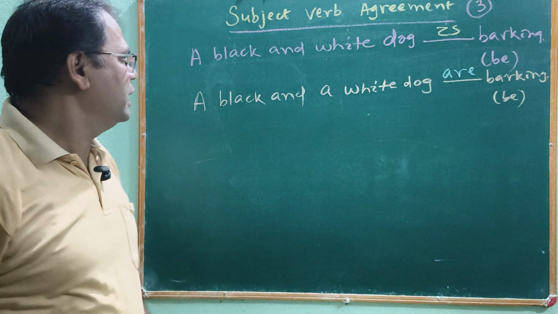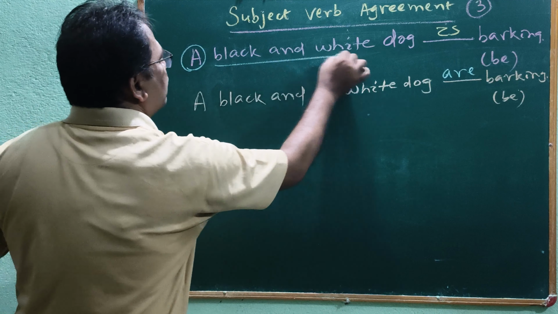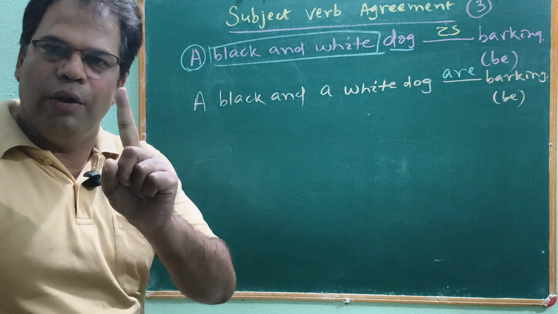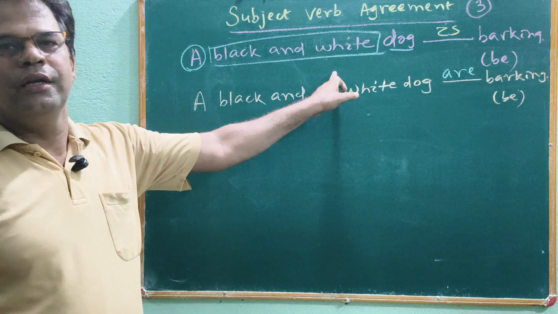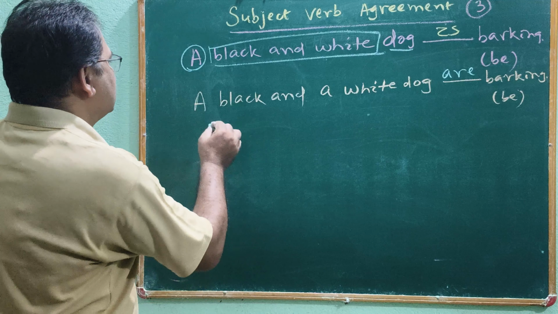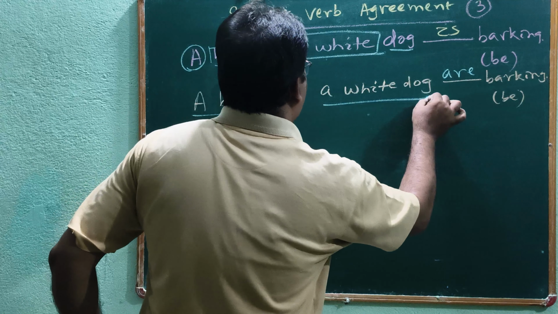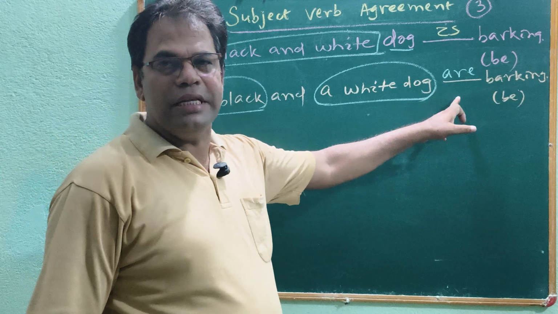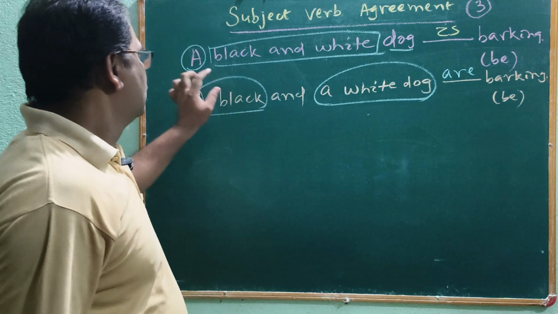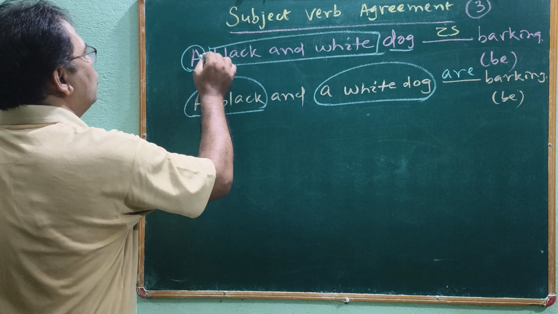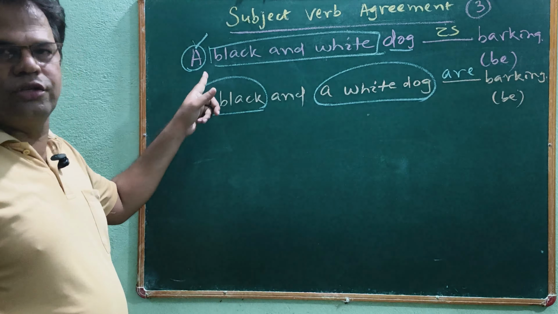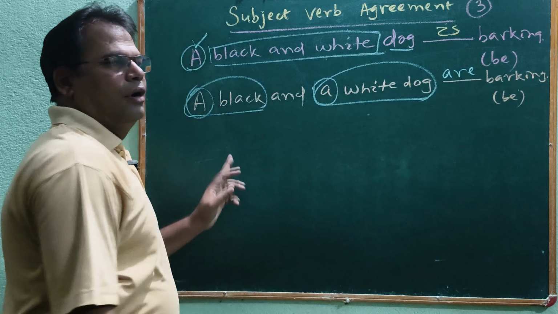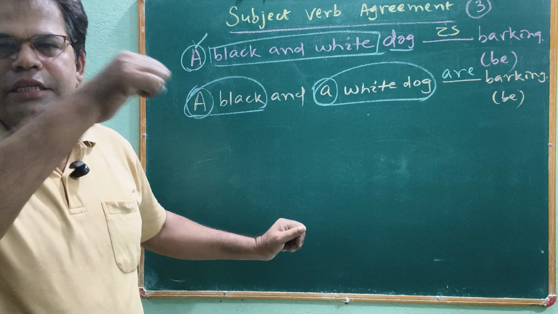Can you say why? See, here in a black and white dog, the dog is black and white. Only one dog whose color is black and white. That's why it indicates one. In this case, a black and a white dog, it is a dog and it is another dog. Two dogs are there. That's why the verb is plural. Do you understand the interesting thing? So see, it is based on the use of the article a. Here a single a is used, that's why the verb is singular. Here a double article is used, that's why it is plural.